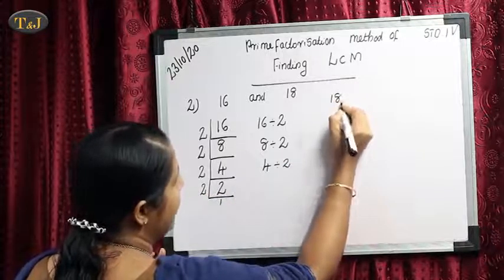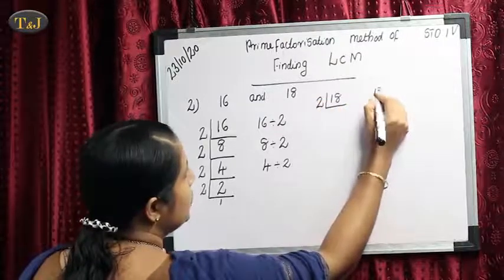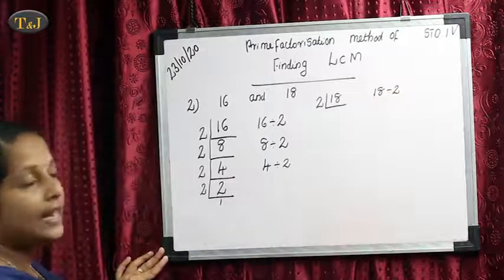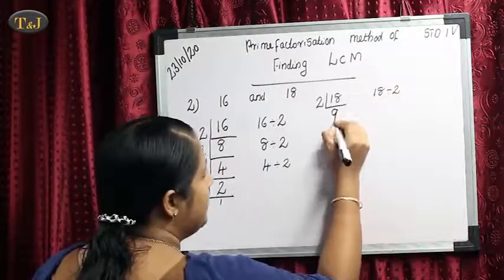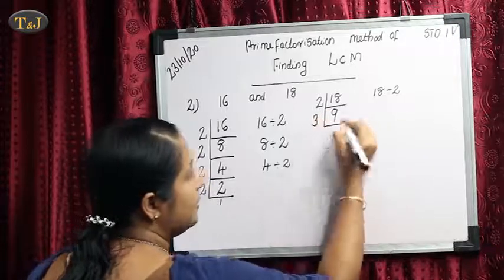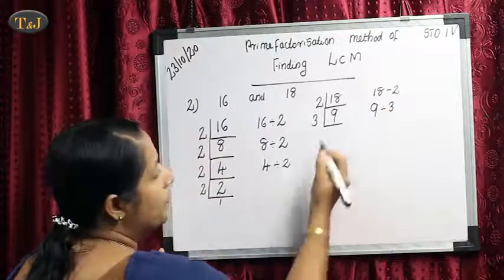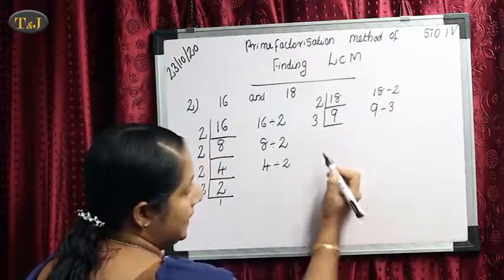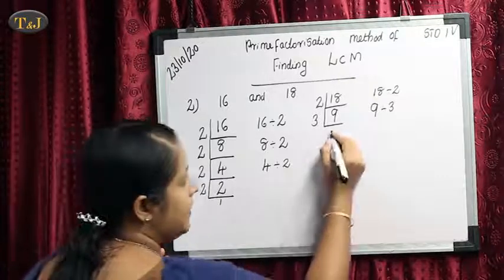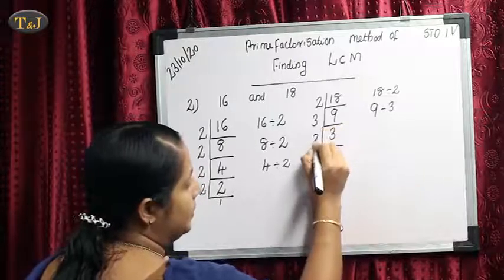Then 1's place value is 8, so it is divisible by the number 2. Then in 2's table we got the answer 18 as how many times? 9 times. Then 9 is divisible by which number? 3. That means 9 is included in the table of 3. So 9 is divisible by the number 3. In 3's table we got the answer 9 as how many times? 3 times. The problem is over because 3 is a prime number.